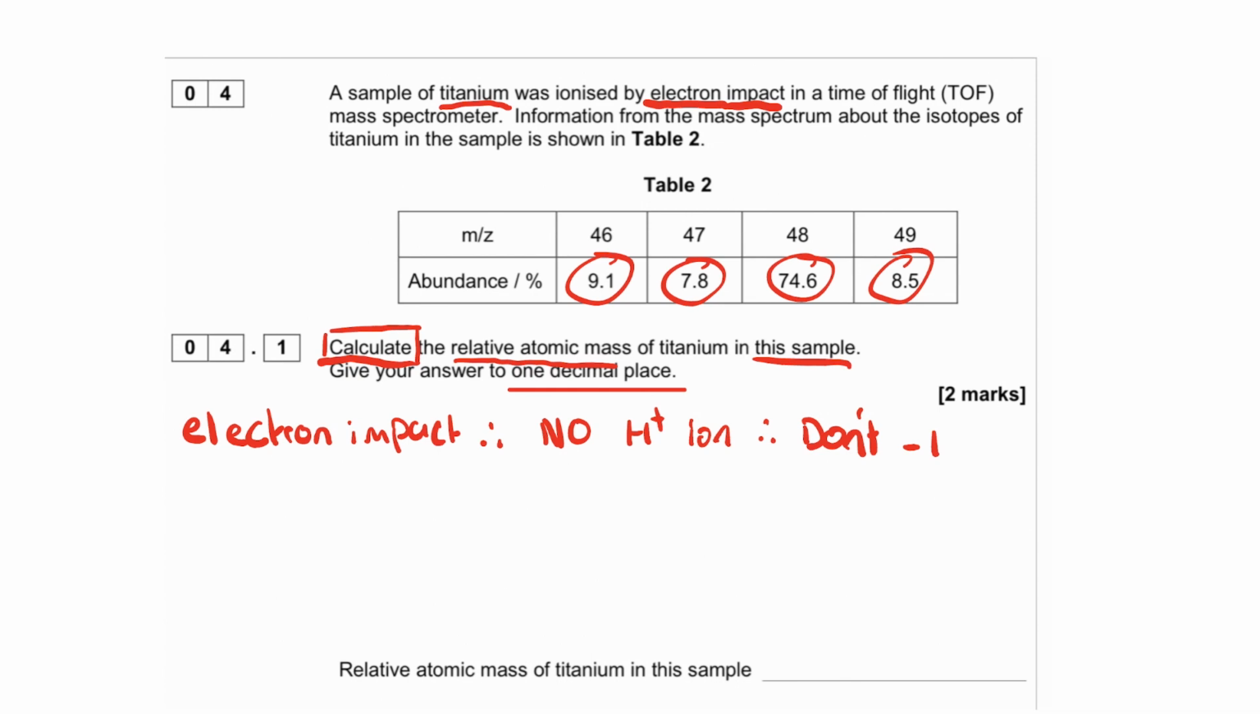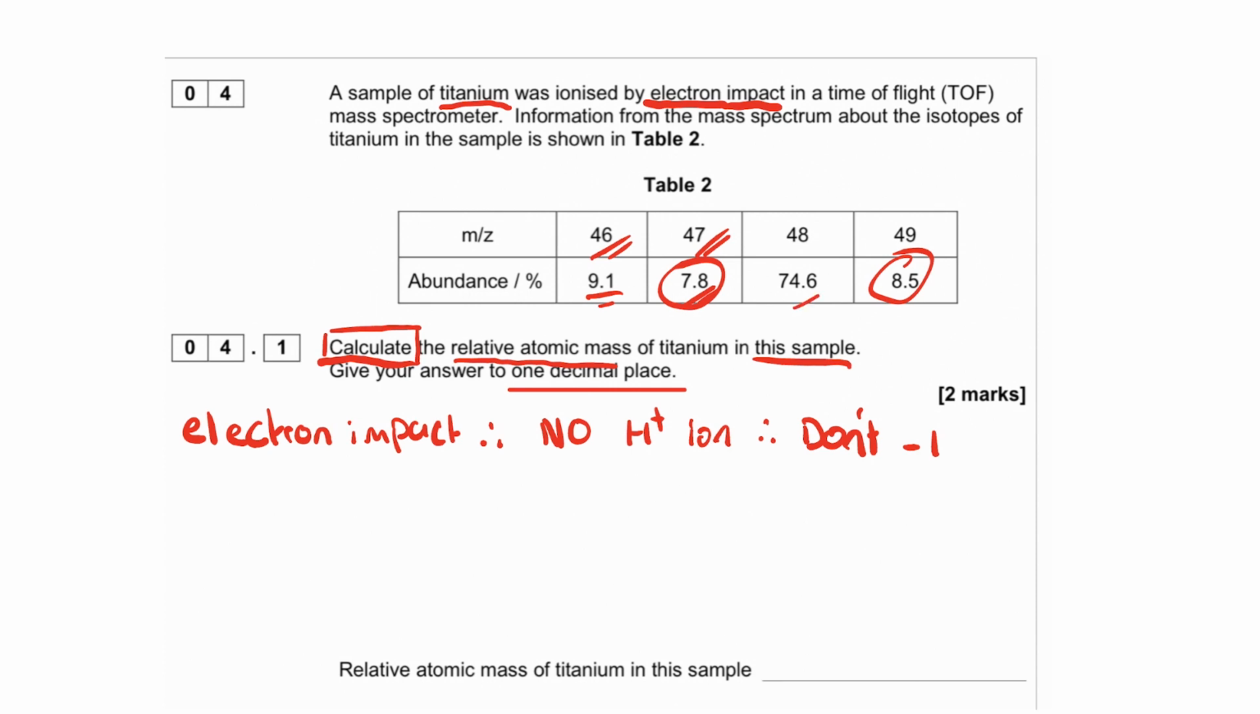The best way to think about what this means in terms of the abundance percentage being 9.1 is that out of every 100 ions that came into contact with the detector plate, 9.1 of that 100 had an m/z value of 46. So 7.8 out of every 100 had an m/z of 47, and 74.6% had an m/z of 48. 8.5 out of the 100 had an m/z of 49.